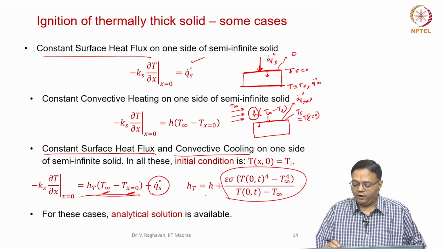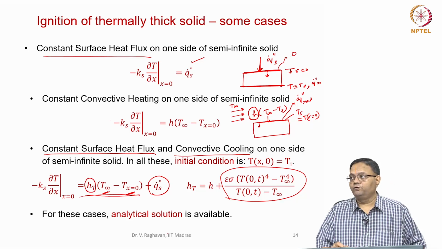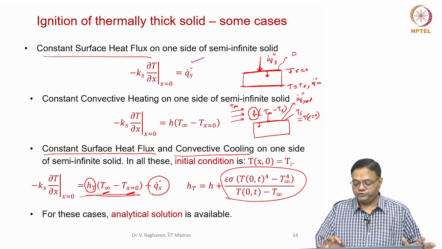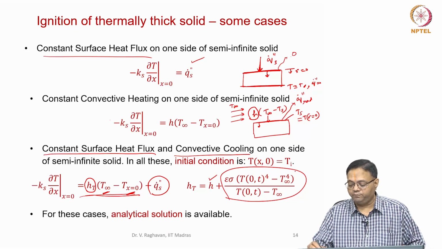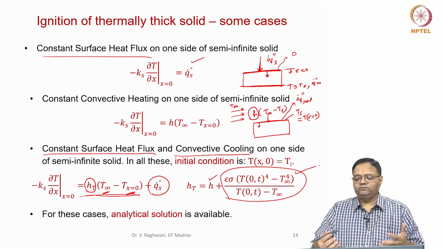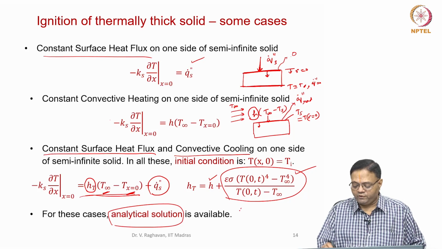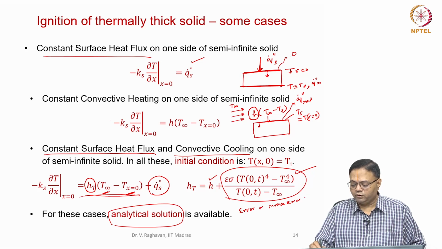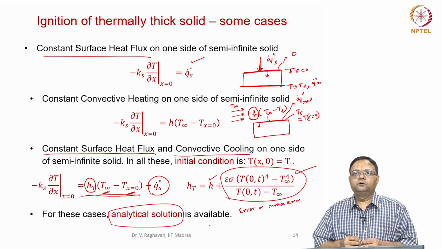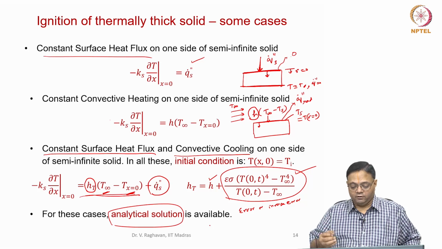Okay, so what I am trying to put here is, I now have not only the convective heat transfer coefficient, I have a total heat transfer coefficient, which is the convective heat transfer coefficient plus the radiative heat transfer coefficient. So, when you have these simple boundary conditions, then I can have analytical solutions in the form of error function or inverse error function, etc. Some complicated functions can be used to solve this analytically, or we can solve it numerically.